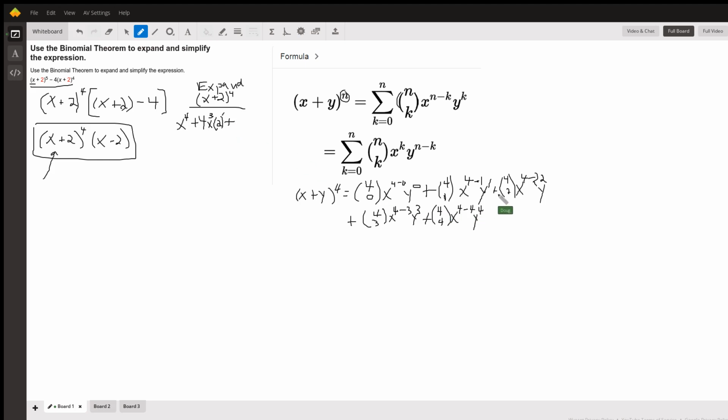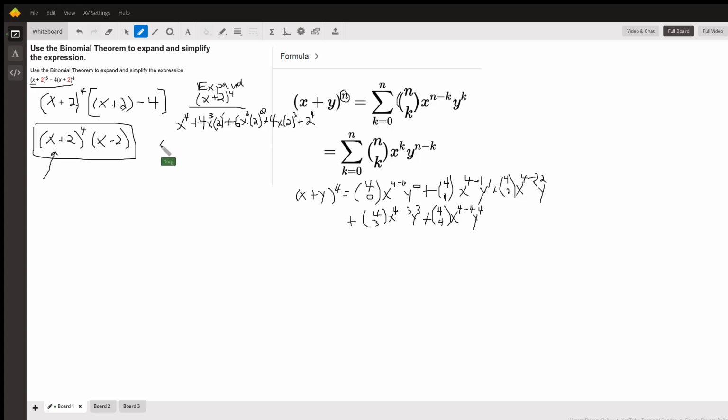Then 4 things taken 2 at a time is 6. Reduce the exponent on the x by 1, increase the exponent on the 2 by 1. There they are, adding up to 4. Plus 4 things taken 3 at a time is the same as 4 things taken 1 at a time. Reduce the exponent on the x by 1, increase it by 1 on the 2. And finally, the last term, 4 things taken 4 at a time is 1, x to the 0, 2 to the fourth.